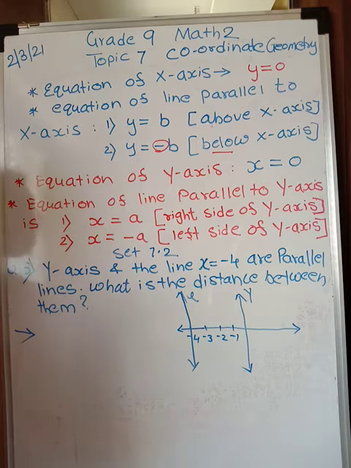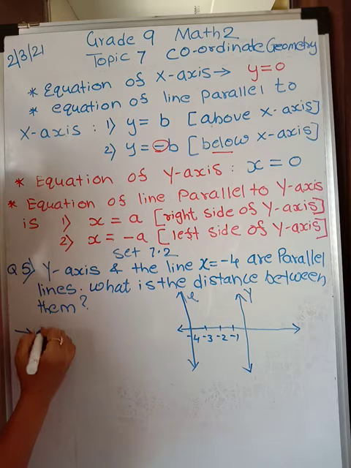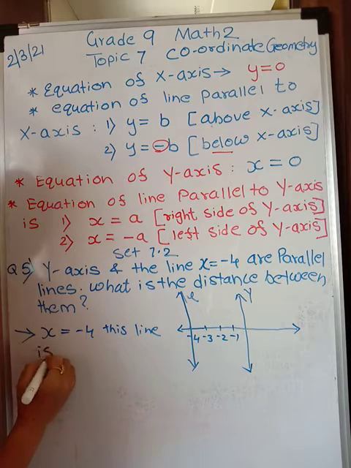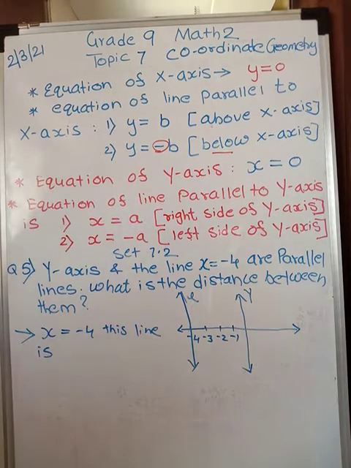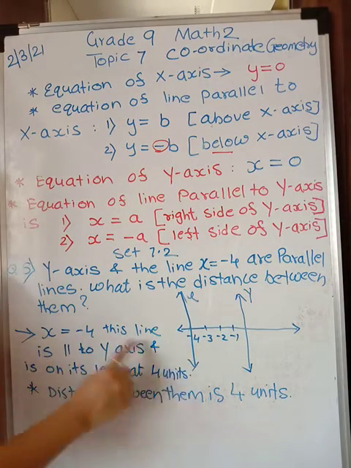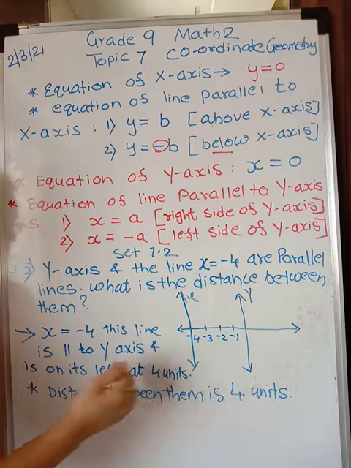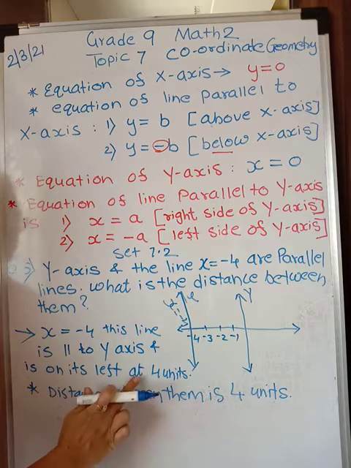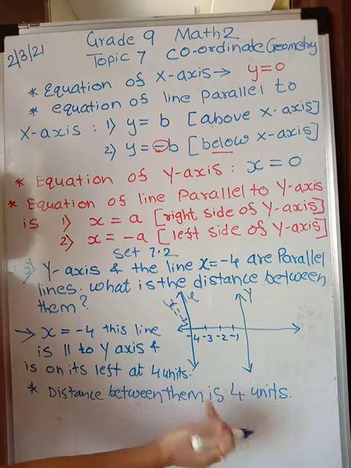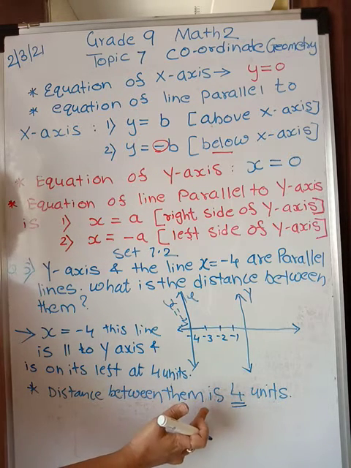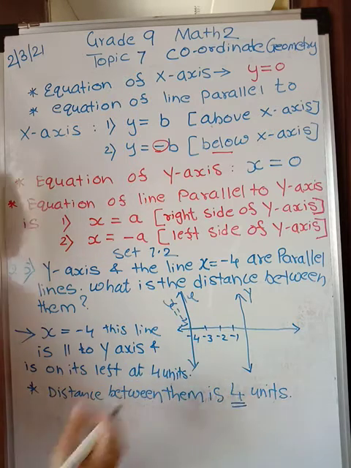Mind that well. So what you should be writing is: first the line x is equal to minus 4. See students what I have written. This line is parallel to the y-axis and it is on its left hand side. That is why the equation is x is equal to minus 4. It is on its left hand side at 4 units, and the distance between them is 4 units. Here the negative sign will not come. Distance is always positive. And therefore you have x is equal to minus 4 as the equation, and the distance between them is 4 units.